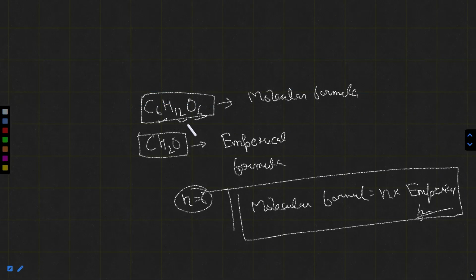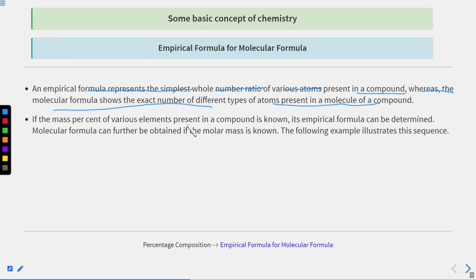It means that if you take a molecule of, say, glucose, then it will contain 6 carbons, 12 hydrogens, and 6 oxygens. But if we take the empirical formula, that will give you wrong information. A glucose molecule cannot contain 1 carbon, 2 hydrogens, and 1 oxygen. It would be incomplete. So the molecular formula gives the actual number of atoms present in the given compound, whereas the empirical formula gives you the simplest whole number ratio.